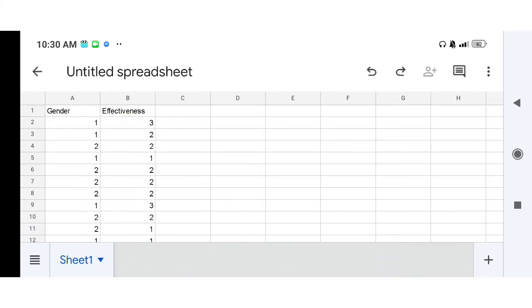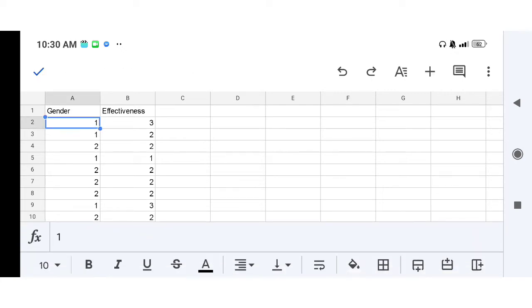So the data samples were chosen through purposive sampling, in which the respondents were selected because they have characteristics that we need in our sample. So respondent 1, male, the effectiveness is 3, respondent 2, male, the effectiveness is 2, and so on and so forth.